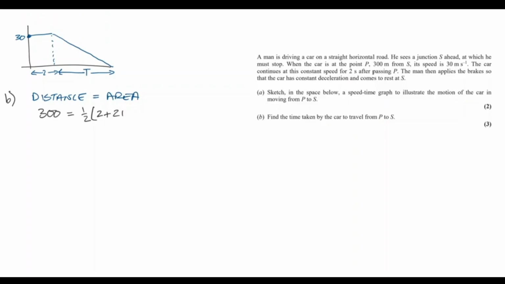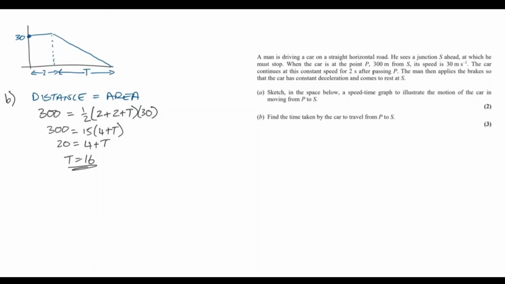Half of the parallel sides added. So we have 2 at the top and 2 plus t down at the bottom, multiplied by the perpendicular distance between the parallel sides, multiplied by 30. So from there, some sensible rearranging, and we get something quite straightforward. 20 equals 4 plus t, t equals 16.